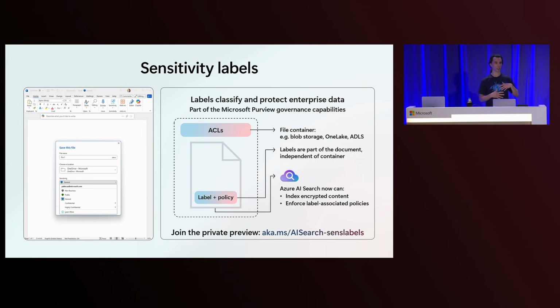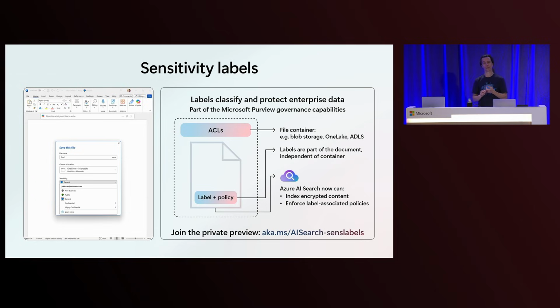Can you extract parts of it or not and whatnot? And because you need to enforce all of these, first, the interesting thing is this information travels with the document. So while ACLs are a property of the container of the document, sensitivity labels are inside the document. So that means, first, the document is encrypted.